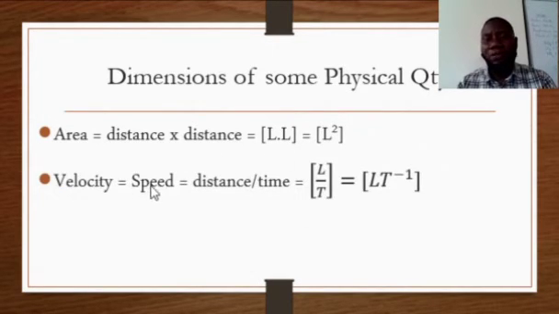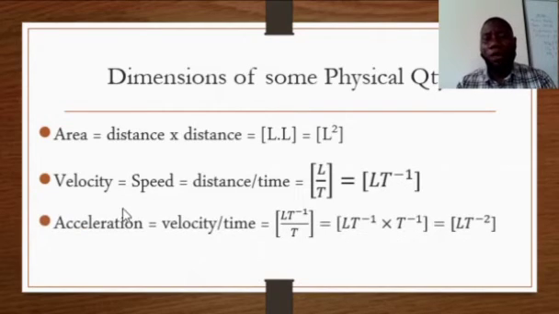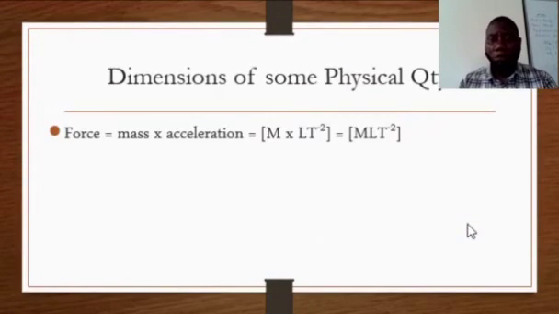Velocity and speed have the same dimension, and the formula is distance over time. That will be [L/T], which equals [LT^-1], applying indices. Now we have acceleration, which is velocity over time. The dimension of velocity is LT^-1, over T. And that will be LT^-1 times T^-1, and that will be T^-2 using indices.